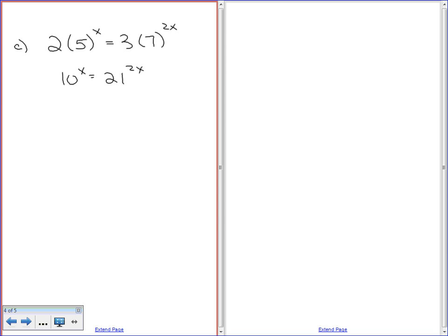BEDMAS, right? BEDMAS says I have to do my exponents first. If I can't do my exponent, then I can't multiply it by that. So there's nothing I can do with that to simplify it. The only thing I can do is recognize that it's an exponential equation because it has variables in the exponent. That's what makes it an exponential. So the only thing I can do is take the log of both sides. Okay, so I take the log of both sides. The log of both sides allows me to now use my laws of logarithms.